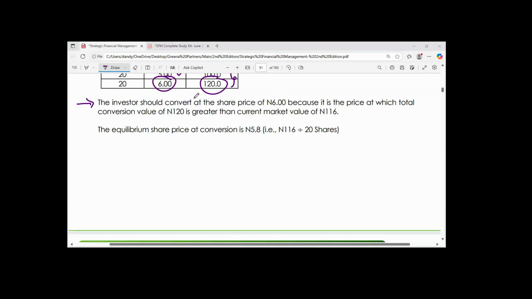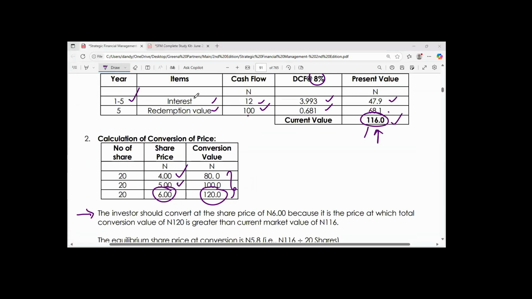So let me know if you have any question for me on this particular question. Otherwise, let's have one more that has to do with cost. The question we just solved relates to how to calculate the market value of convertible security, so it has nothing to do with cost. So let's solve a question that relates to how to calculate the cost of convertible. All right.